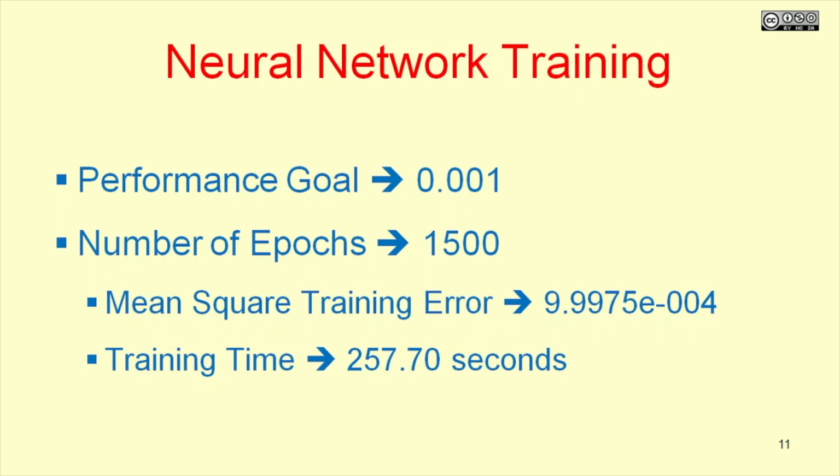And what is the goal? The goal is 0.001 error level, that is the acceptable error, that means the acceptable difference between the actual output and the network output is 0.001, that is almost both should be equal. So that is the aim. So what is the training error we obtained? 9.997 into 10 to the power minus 4, so it means the goal has almost been reached. What is the training time obtained? 257 seconds.